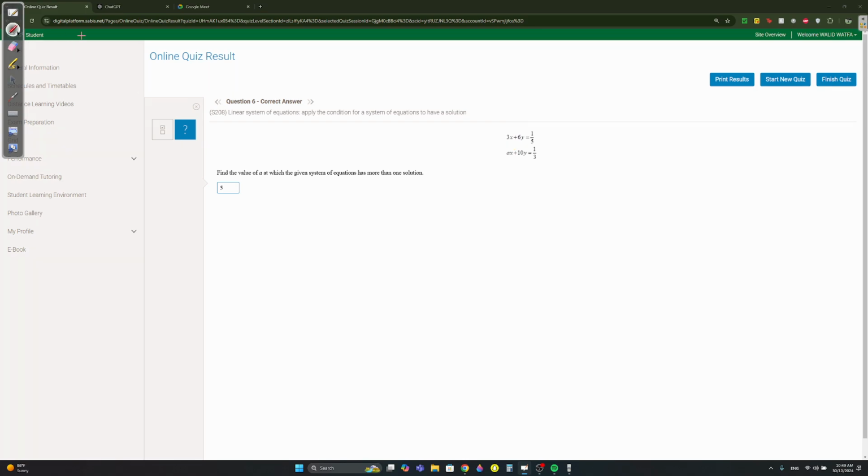Wait. I just found a way easier solution. You have the coefficients of x and coefficients of y. 3 over a is 6 over 10. Cross multiply, you're going to get a is equal to 5. And that's it. I'm just going to double check this solution because I don't want to bore you with the long solution like I did for question 4. Let me see. Yeah, guys, it's correct. Adi, you can do it.